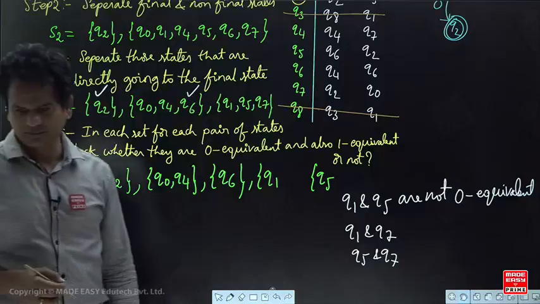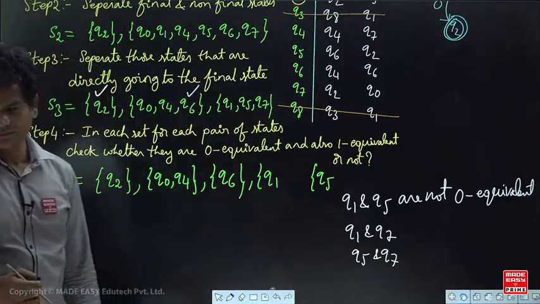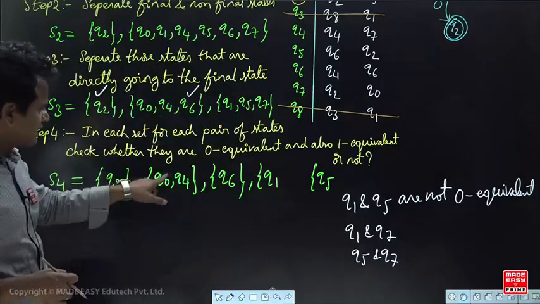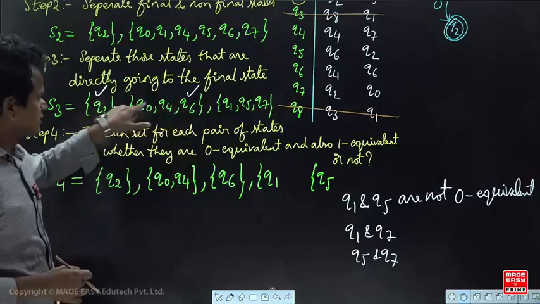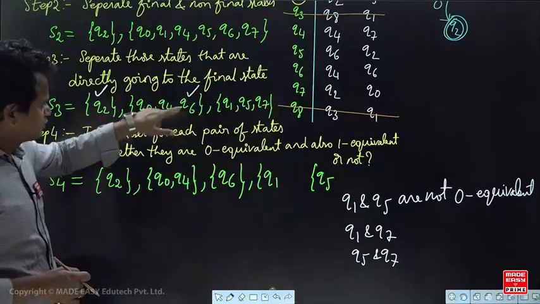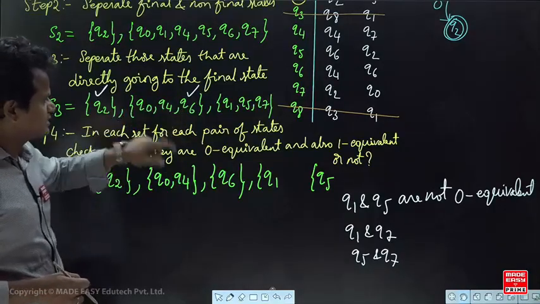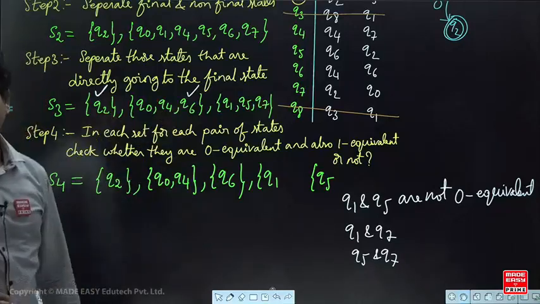Sudeshna, Rakshit. Q0 and Q4 are already equal. You check Q6 with Q0, otherwise Q0 with Q6, otherwise Q4 with Q6. Anyone.